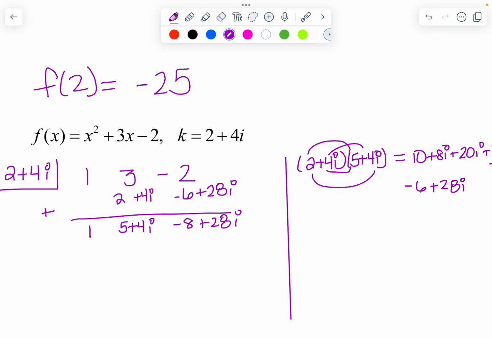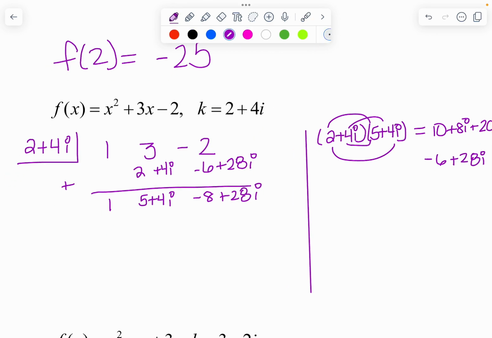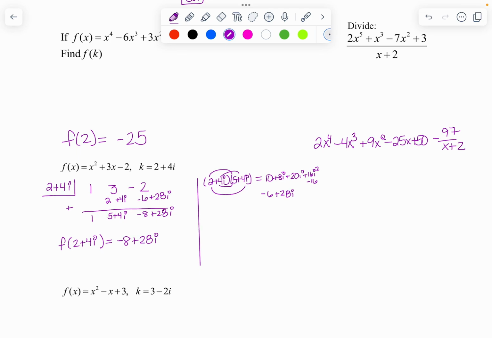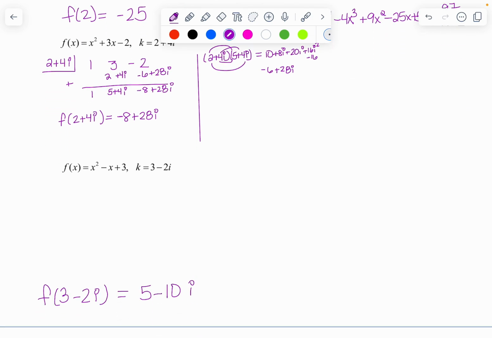So this is not 0. So 2 plus 4i would not be a 0. But my remainder, I could still say f of 2 plus 4i is equal to negative 8 plus 28i. So I would definitely show your work on the side so I can see what you're doing. For this next one, I gave you the answer, so I would like you to pause the video and try it.